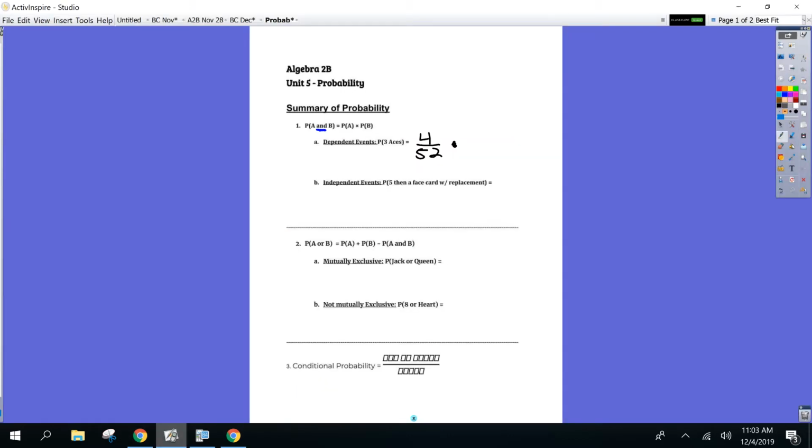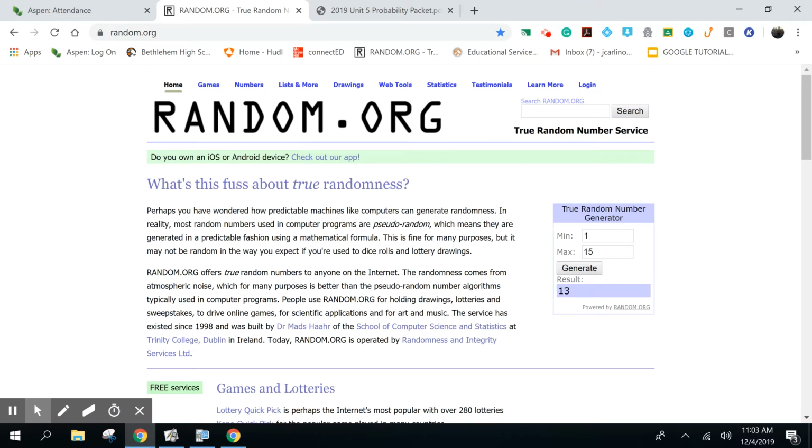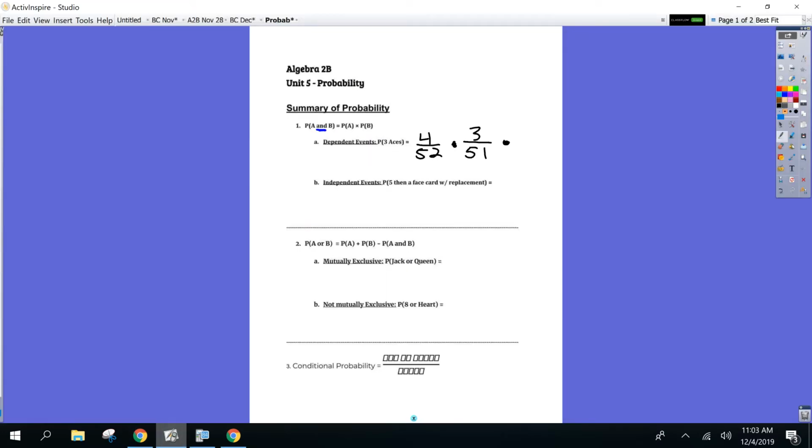Second ace coming out. What's the probability? It's going to be 3 out of 51. 3 aces, 51 cards. And a third ace coming out of the deck of cards. Third ace, what's it going to be? 2 out of 50. And then you can use your fraction template, or if your calculator's not going to leave it as a fraction for you, just multiply all the numerators and all the denominators.